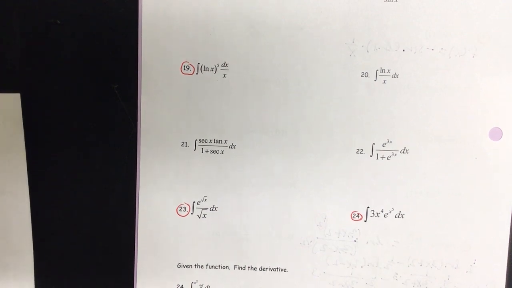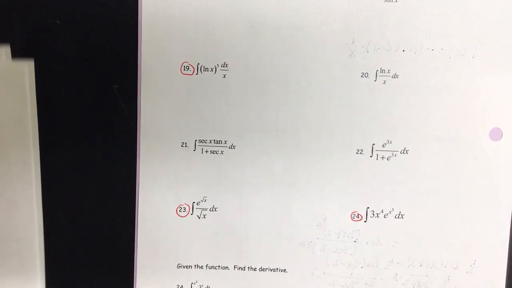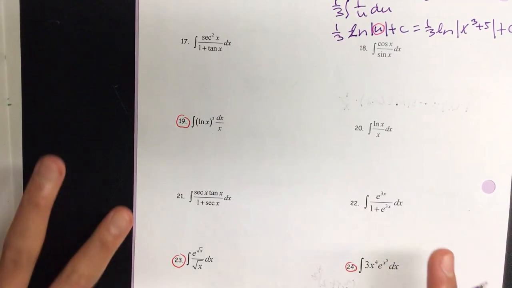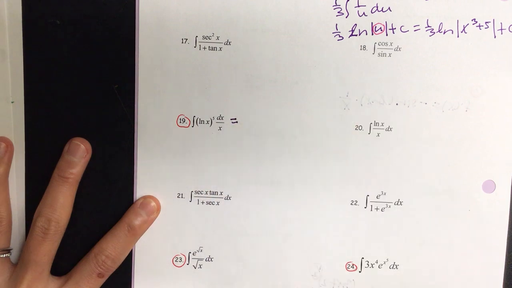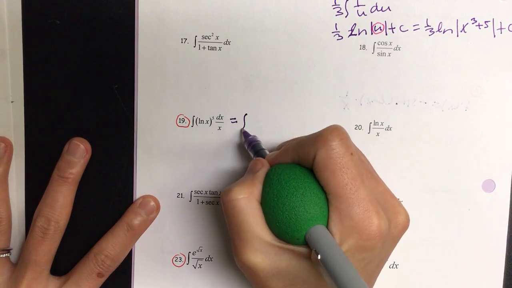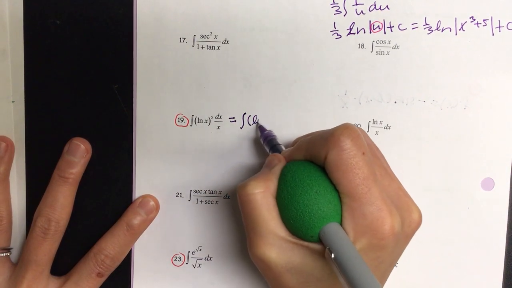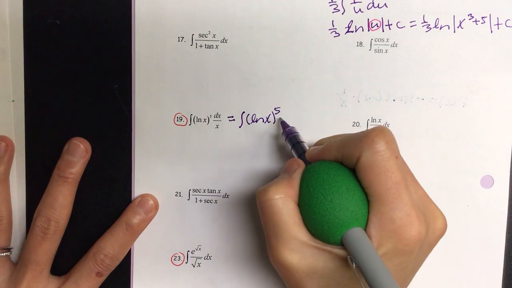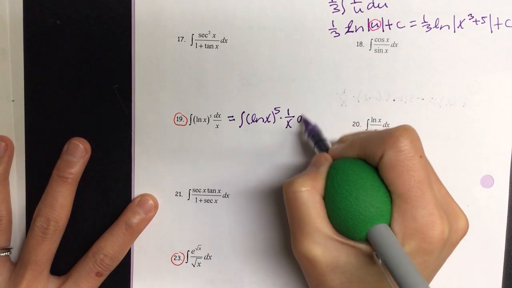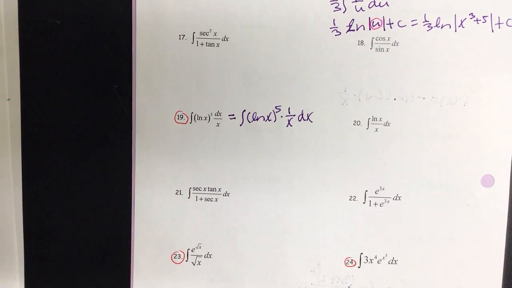All right, let's rewrite number 19 so the dx is on the outside. You don't have to, but I think it'll be nicer. Everyone ready? Okay, the two people still talking. Let's write integral of natural log of x to the 5th. And then for the dx part, or the bottom part of it, we have 1 over x, and then let's write dx on the outside.